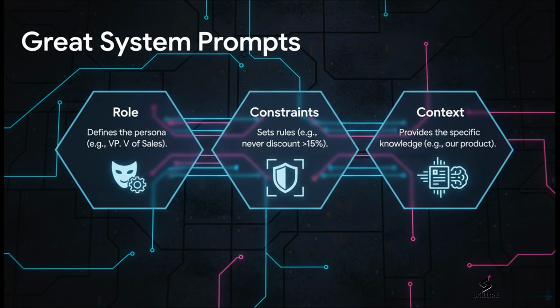Who is it supposed to be? A sales coach? A technical writer? Next, you set the constraints. What should it never do? Like maybe it should never promise a feature that doesn't exist. And finally, you give it context, specific knowledge about your product, your brand, your policies.